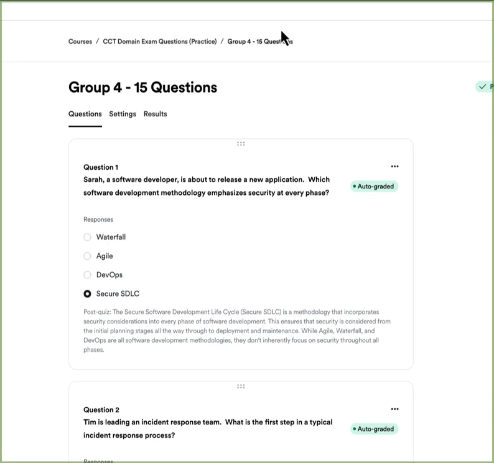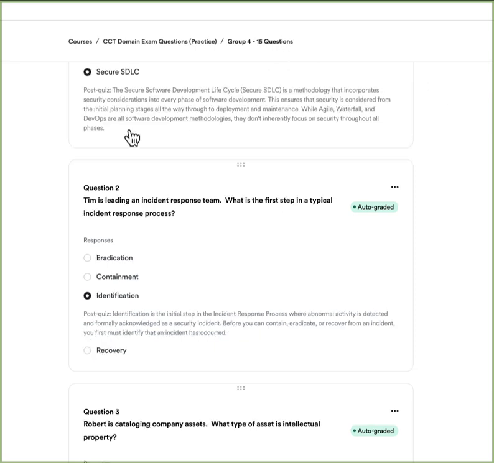Question number 1. Sarah, a software developer, is about to release a new application. Which software development methodology emphasizes security at every phase? A, waterfall. B, agile. C, DevOps. Or D, secure SDLC. And SDLC is not secure development, it's software development lifecycle. She wants to make sure that it emphasizes security in every specific phase. And the answer is D, secure SDLC.